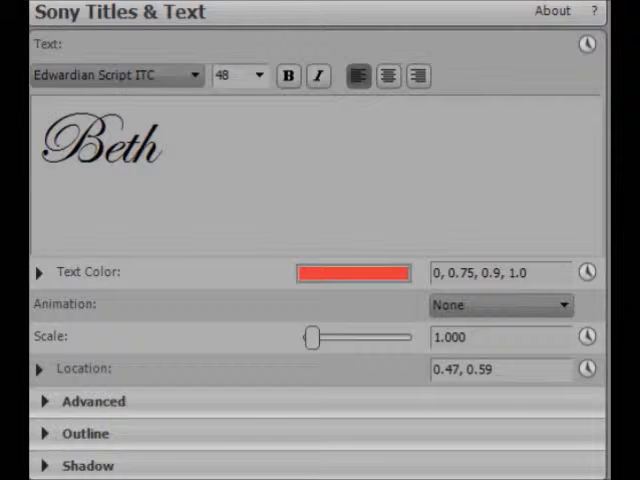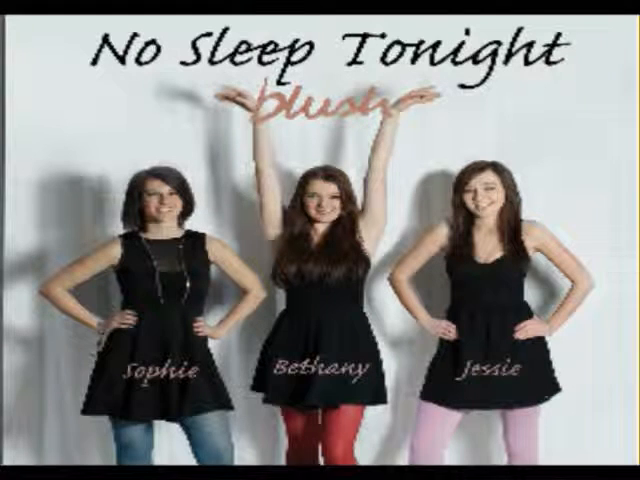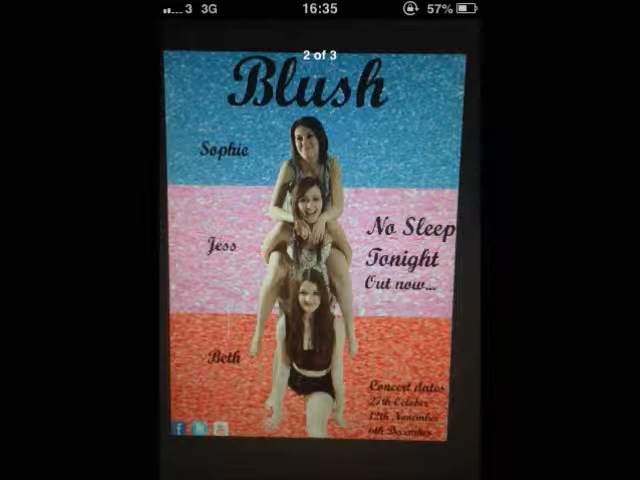The Edwardian script font and the colour pink we use for the blush logo could be suggested to have feminine connotations, giving our band the girly image, and this image is therefore presented on all of our media products, linking our ancillary texts and music video together.